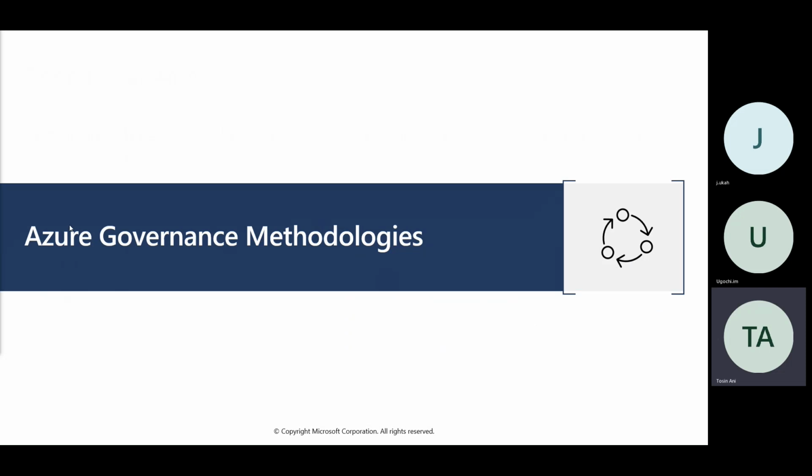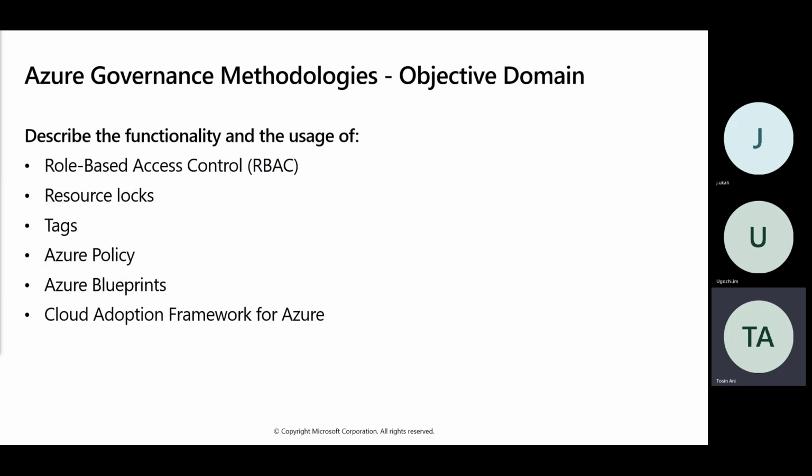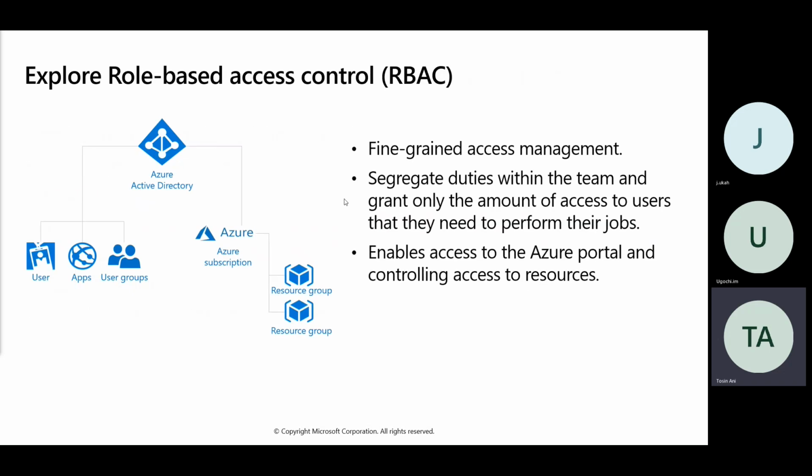Let's talk about Azure governance methodology. For Azure governance methodology, we are going to describe the functionality and uses of what is listed on the screen here: RBAC, resource locks, tags, Azure Policy, Azure Blueprints, as well as Cloud Adoption Framework for Azure. We'll start with RBAC. So what is RBAC? We refer to RBAC as role-based access control. That's an acronym for role-based access control.